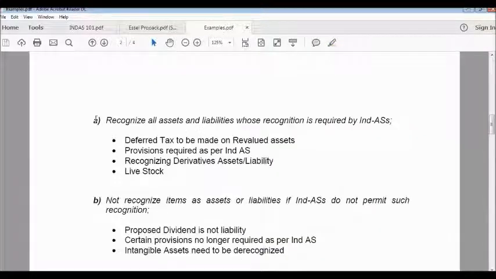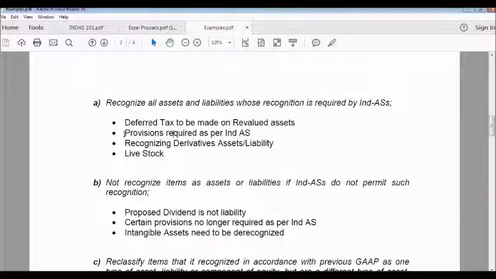So here are examples. A, recognize all assets and liabilities whose recognition is required by Ind AS. Like you know that deferred tax is to be made now on revalued assets, so you have to recognize the deferred tax asset or liability on the revalued assets. Then provisions now required as per Ind AS, but those provisions were not earlier required by the previous GAAP, so this is an example of recognition of all assets and liabilities.